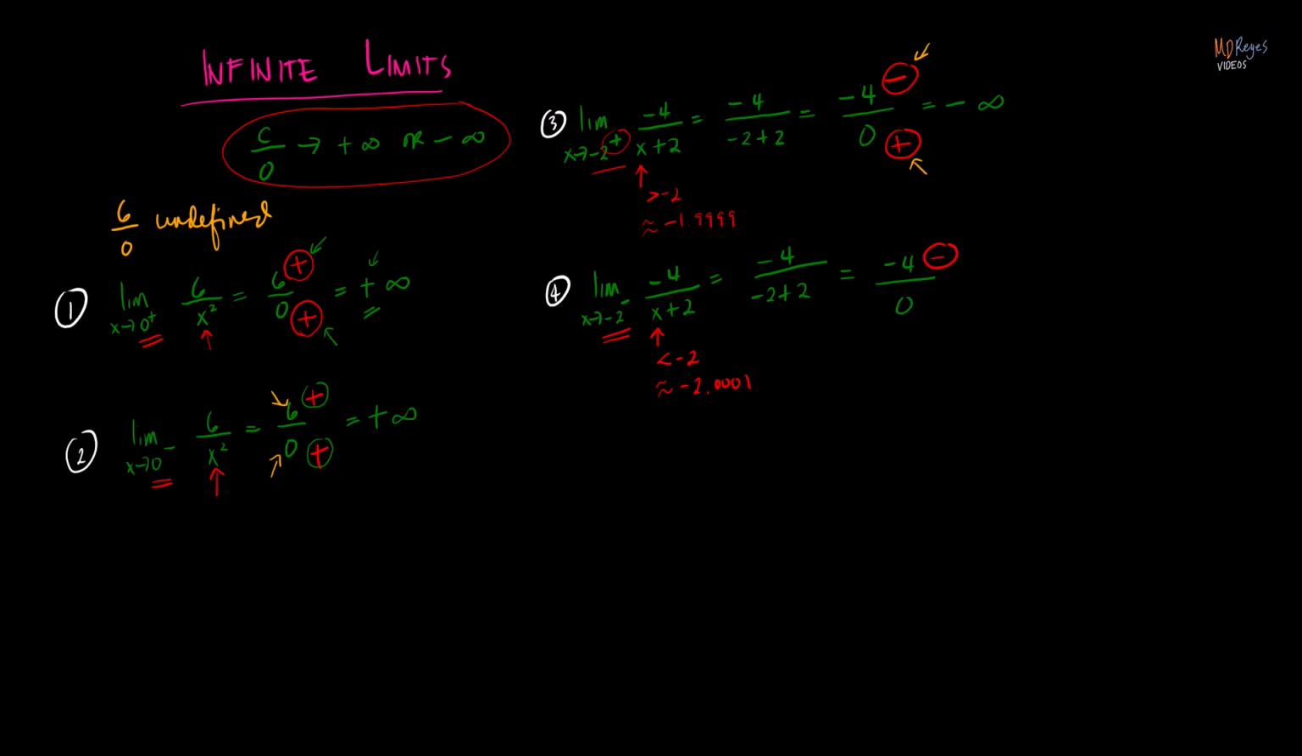When x is equal to negative 2.0001, what happens to the sign of x plus 2? It becomes negative, right? So we now have a quotient of a negative number and another negative number. So their quotient is a positive number, so therefore the answer here is positive infinity.